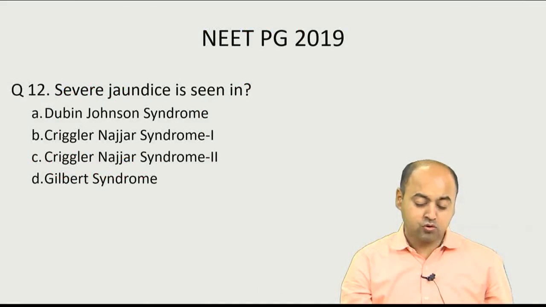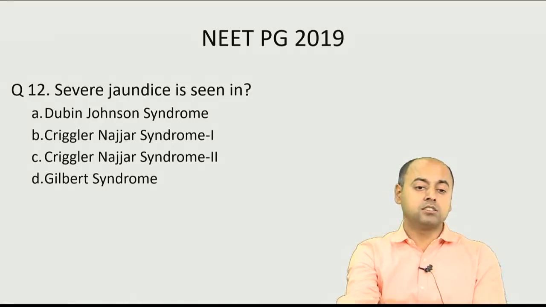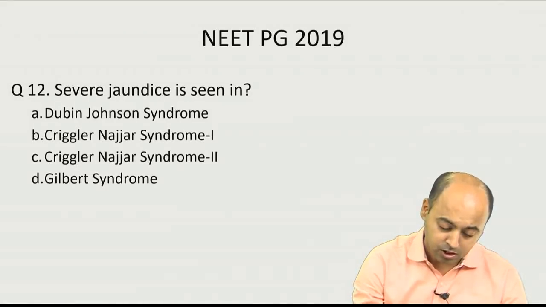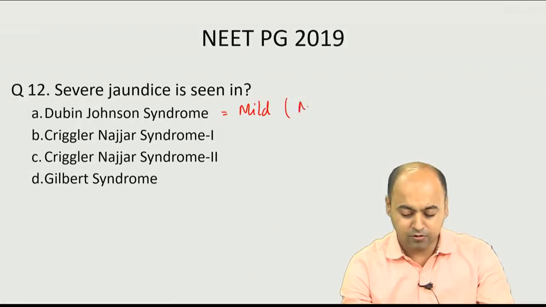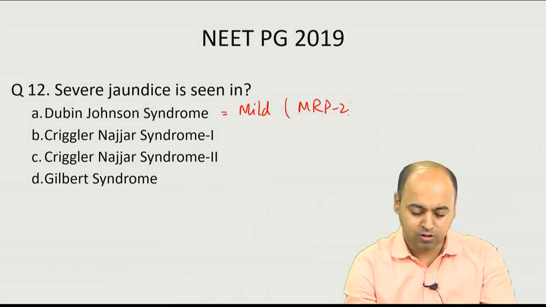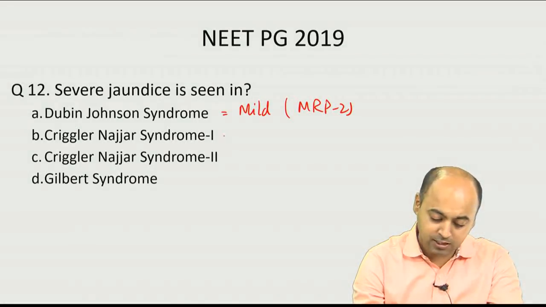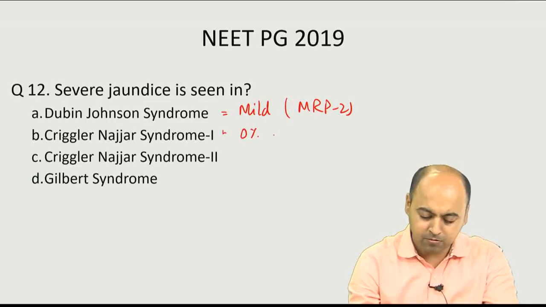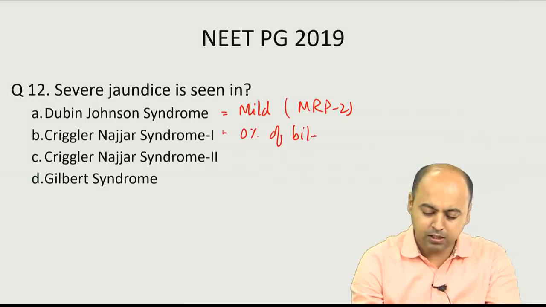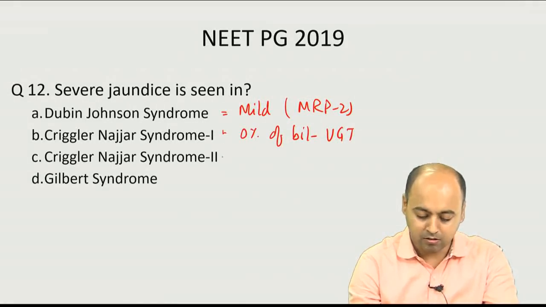Going to question number 12. Severe jaundice is seen in. Now, in Dubin-Johnson, the jaundice is mild. Again, we know that it is due to defect of MRP2 deficiency. Whereas in Crigler-Najjar syndrome, the activity of the enzyme bil-UGT is nil.